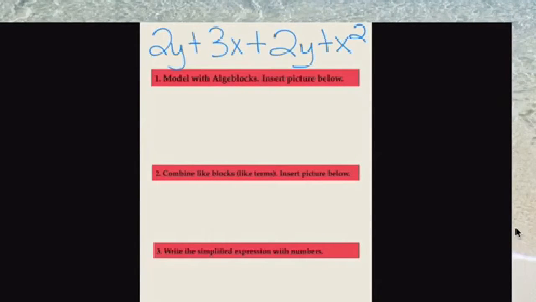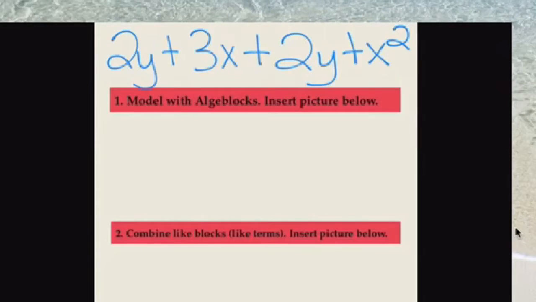Alright, let's try another one. This one's going to be a little trickier. We've got different variables in here to represent: 2y plus 3x plus 2y plus x squared. Okay, let's go to our mat.